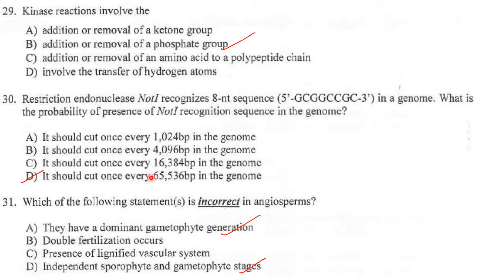So it should cut after every 65,536 base pair; you will come across a NotI sequence. After every 65,536, that is the distance between two NotI fragments or two NotI recognition sequences, is 65,536 base pair in the genome. That is 4 raised to 8. So the answer is option D.